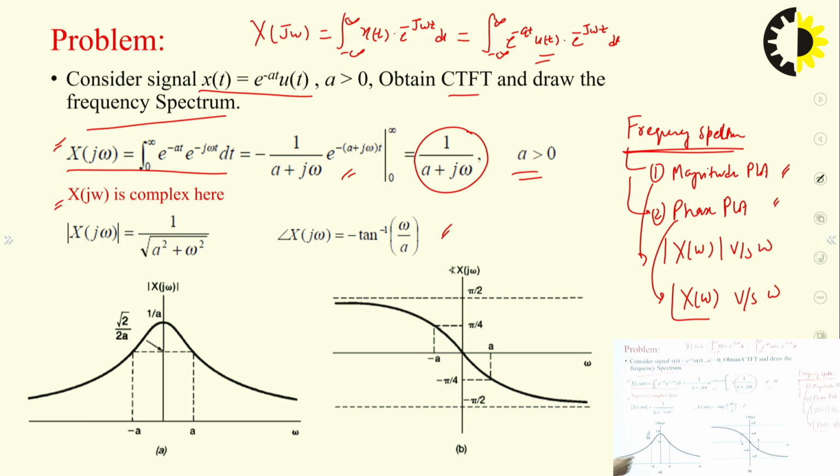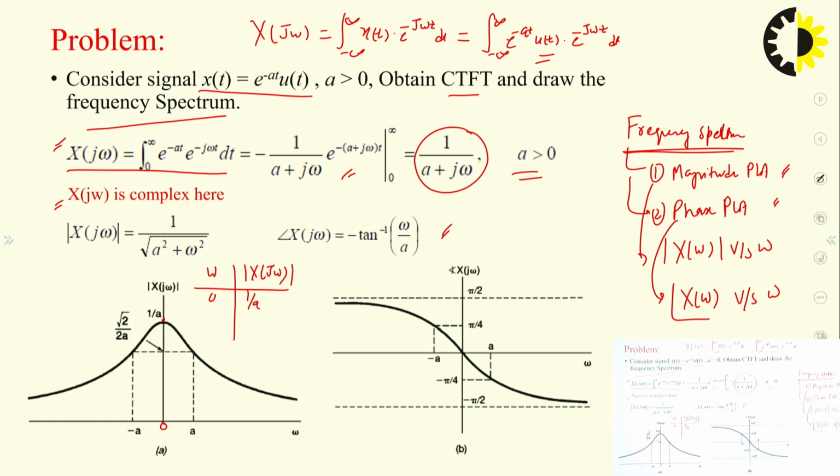How will we plot? We will take some values of omega and calculate the corresponding magnitude of X(j omega). For example, at omega equals 0, the value becomes 1 by a. So we have this value.